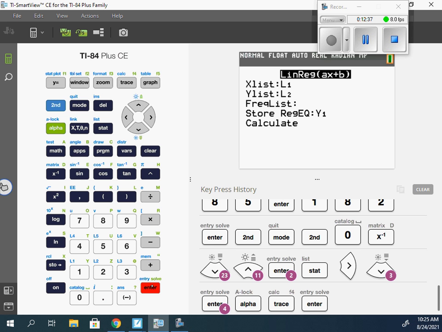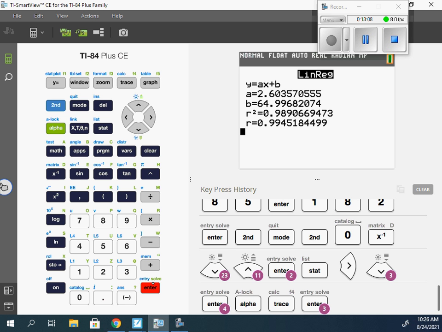Okay. So down here we'll do alpha F4. Enter. Okay, so you can go on and hit enter. Yep. So we have it look like this. Go on and hit enter. And it should have you down on calculate. Go on and hit enter again. Tell it to calculate it. So it gave us this here.